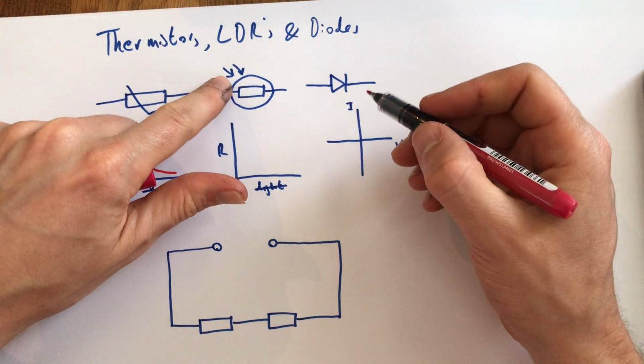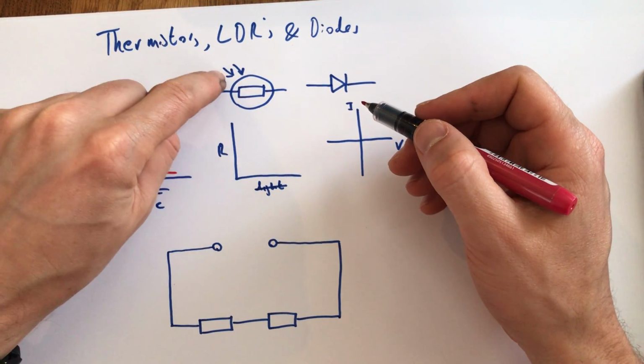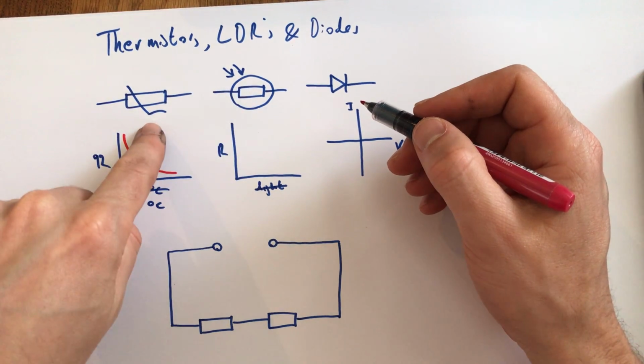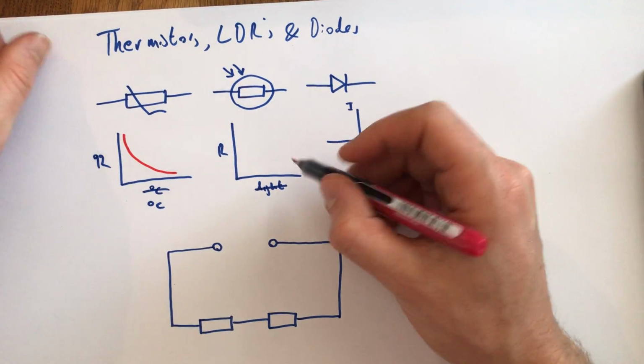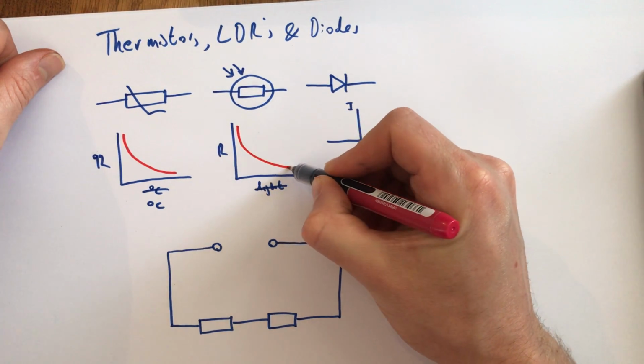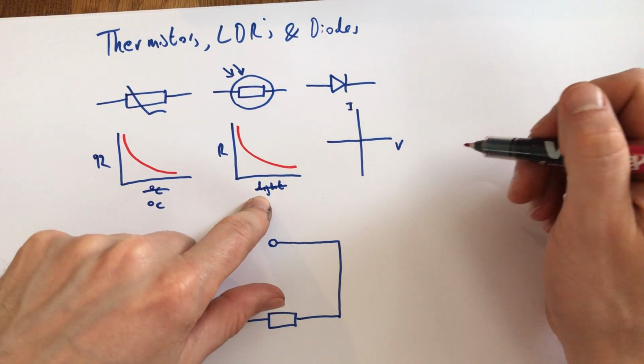The LDR, which we can recognize with these two little arrows, shows that it's absorbing light. This little thing just tells you it's a thermistor. And in a similar kind of way, as the light intensity increases, the resistance decreases.